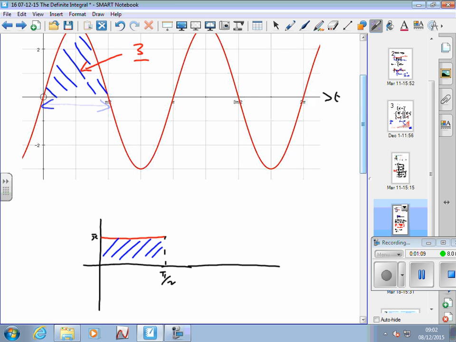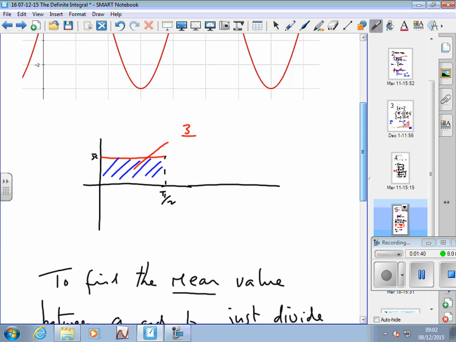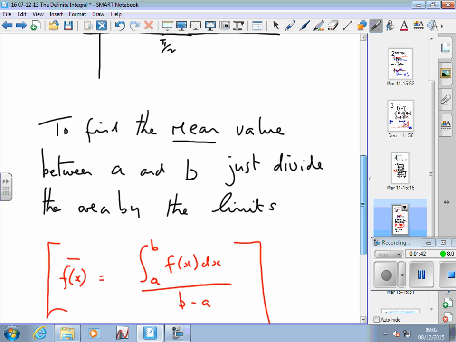If this area was 3, the same area, then we could replace this curve by a rectangle with the same area, with the base the same, pi over 2, and in this case, that point x would be the average value. You see that? It would be the average voltage. So how do we use integration to find the average value? What we do is we use this formula.